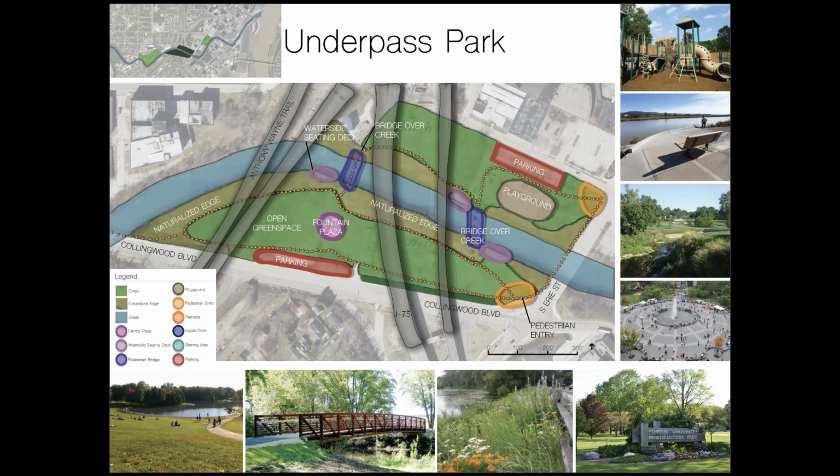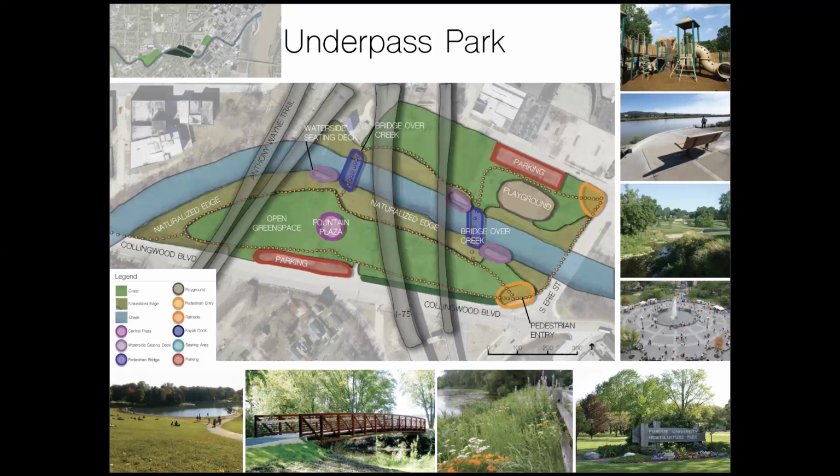Another important aspect of the design of all of these that you can see here is a naturalized edge along the water. And so that would involve using native plants and more of like a no-mow type grasses that would help benefit the ecosystem of the creek, and also really make it more of a focus on the creek and that as a complete ecosystem.